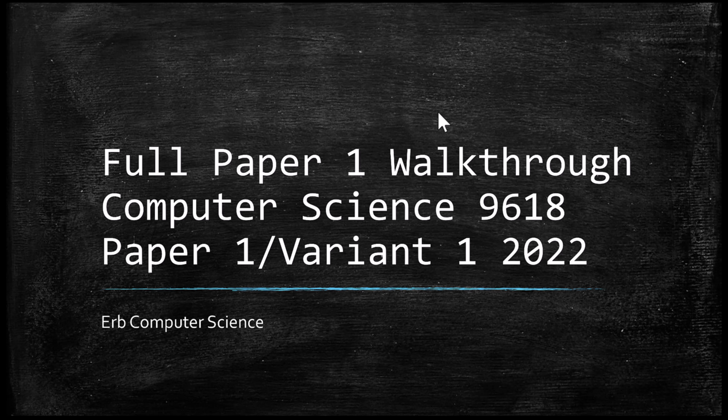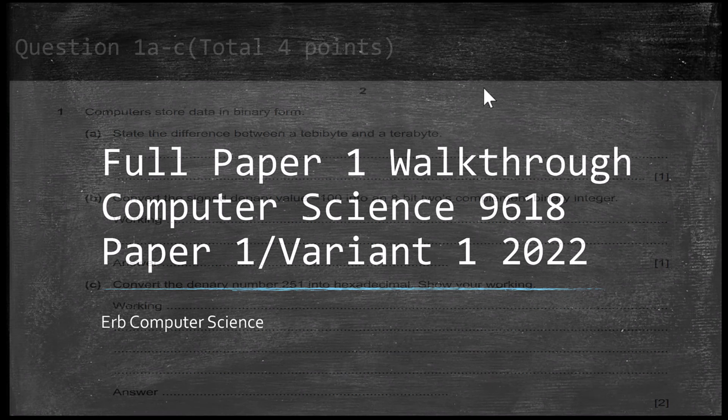In this video for Computer Science 9618, we're going to take a look at a full Paper 1 walkthrough. So this is actually Paper 1 Variant 1 from 2022. Now, the reason I chose this paper is because it has a lot of various content that is pretty popular on the Paper 1 exam, which is why I chose it. So let's go ahead and dive in and walk through this full Paper 1 exam.